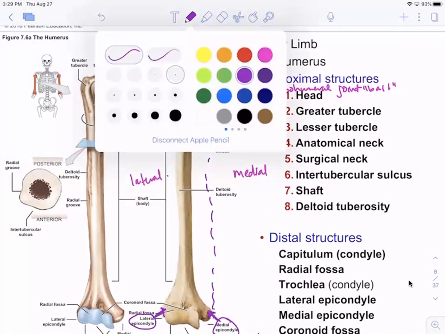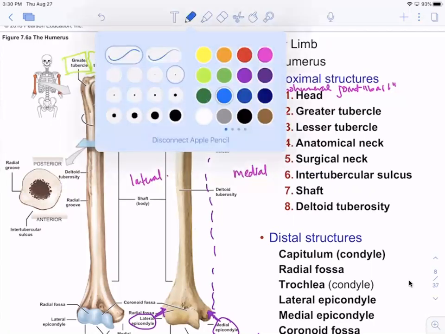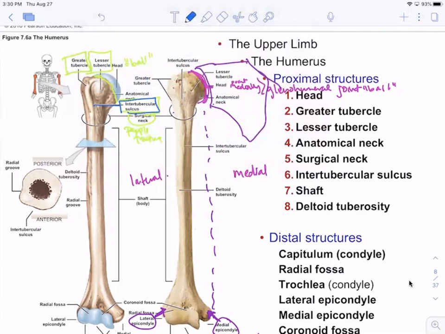Back to the proximal. So let's talk about the proximal. You have the head, that is the ball, right? And then you have the anatomical neck. So this is where this kind of sutures on. But we have also what's called a surgical neck because this tends to be what people fracture. So that's why there's a difference. That's not really noteworthy. What is noteworthy is the greater tubercle and the lesser tubercle and the intertubercular groove. So these are the important things here.